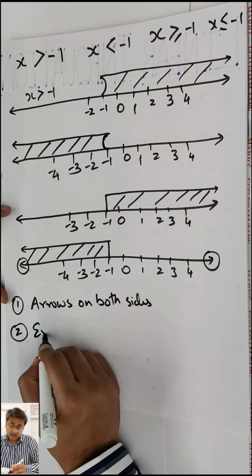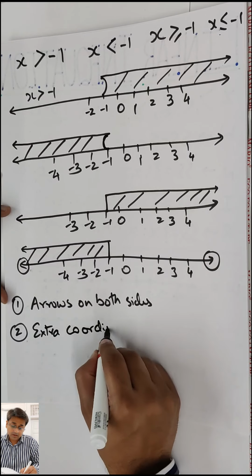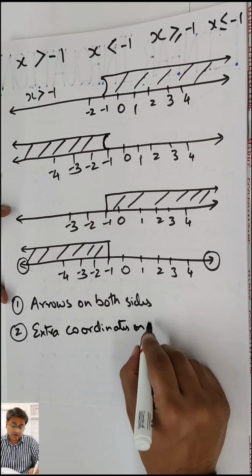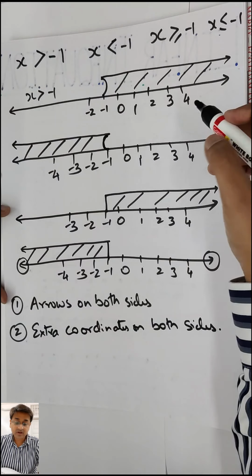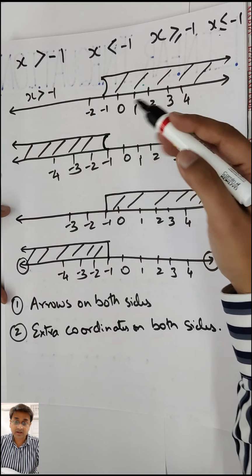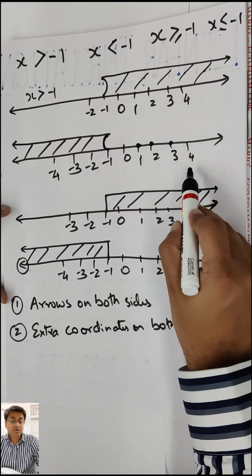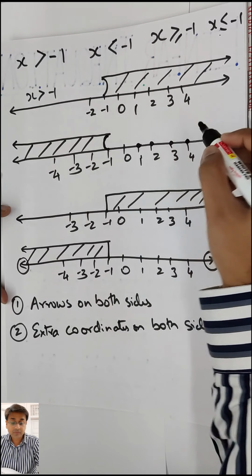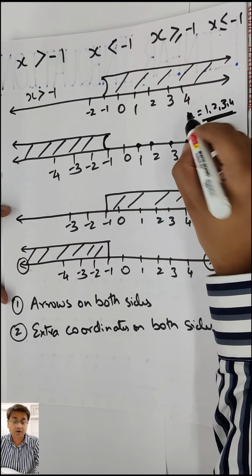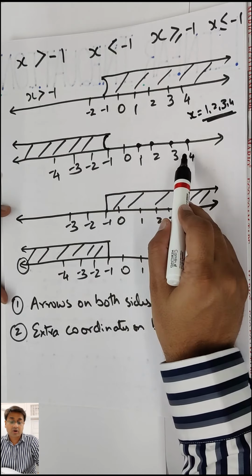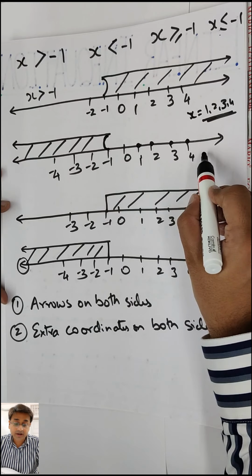Number 2, extra coordinates on both sides. Now what do I mean by this extra coordinates? For example, if x was only 1, 2 and 3, let's say a whole number, then I would have plotted 1, 2 and 3. I should write at least, and say 4 also. If x is equal to 1, 2, 3 and 4 whole number, and I am plotting this on the number line, and if I draw it this way, I lose 1 mark because I have not put an extra coordinate on this side.